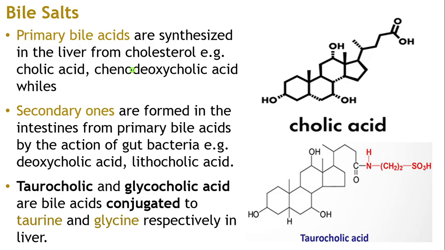Now, taurocholic acid and glycocholic acid are bile acids that are conjugated to taurine and glycine respectively in the liver. So this is the structure of cholic acid. You can see it bears exactly the same format as cholesterol, just that there is a change at this position. The same applies to this one, which is taurocholic acid. It exhibits the same format as cholesterol, just that there is a change in structure at this point.